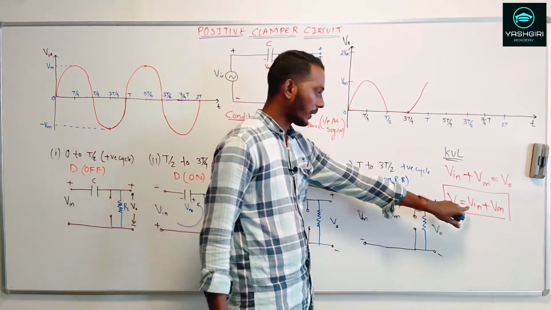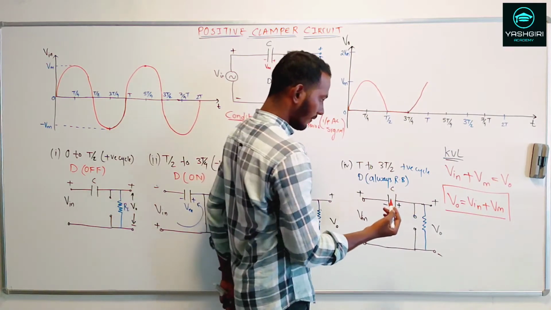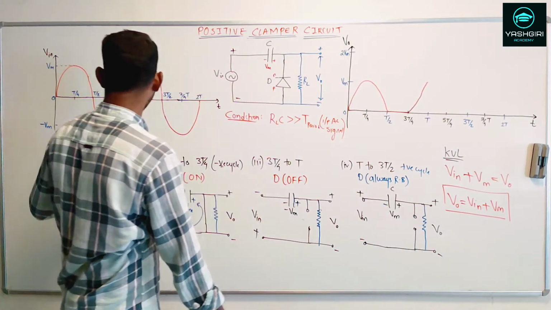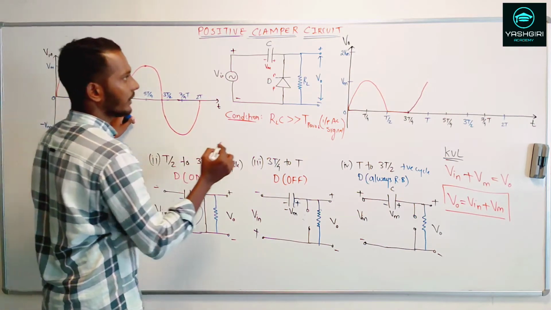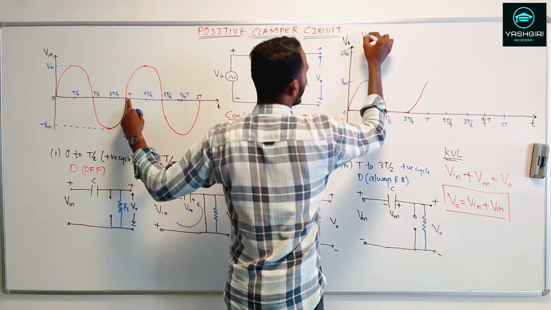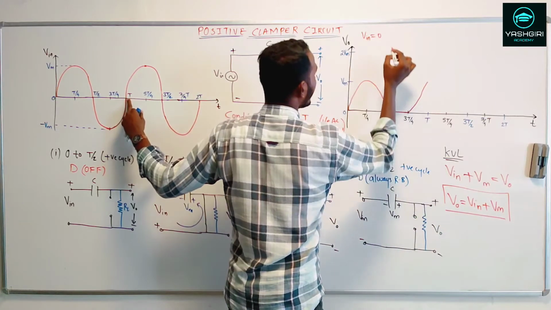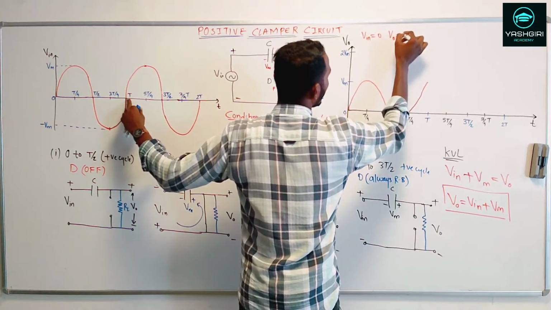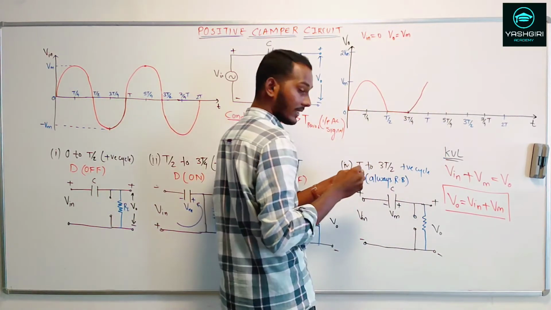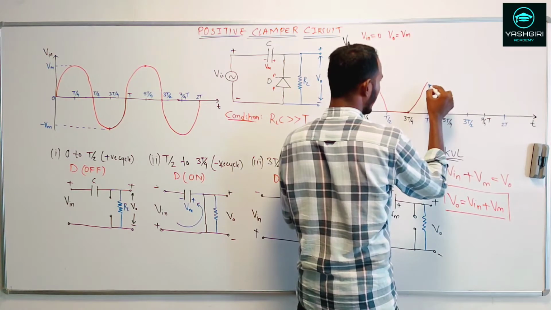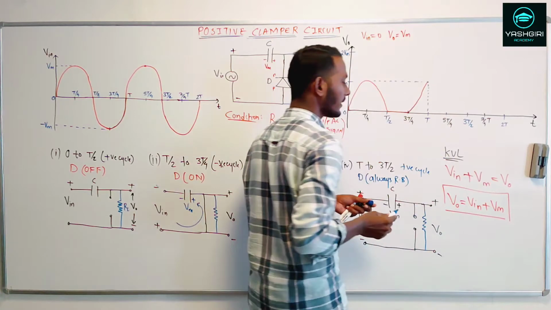Now with the help of this expression, I can trace the entire output waveform over here. Now see, when V input is equal to 0, if I substitute in this equation, V out is equal to Vm. Correct? So that's the same point. At time period t, you will get this corresponding time. So this is my Vm.